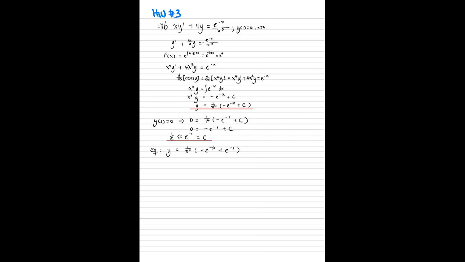So the particular equation is y equal to 1 over x to the fourth times negative e to the negative x plus e to the negative 1. All right.